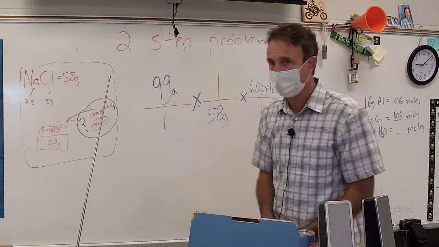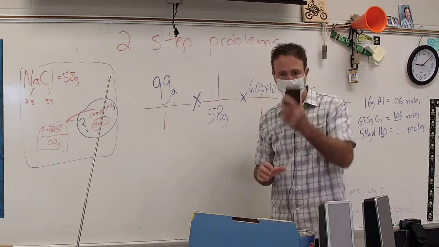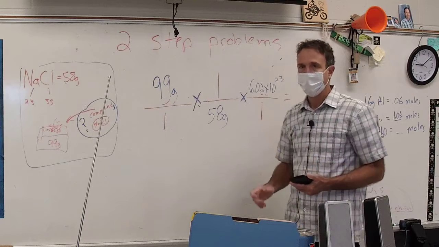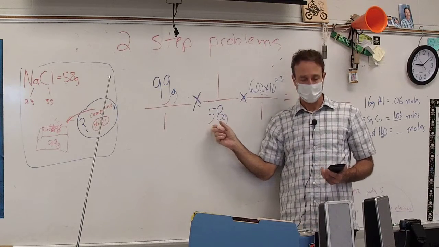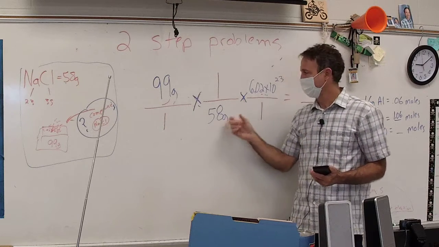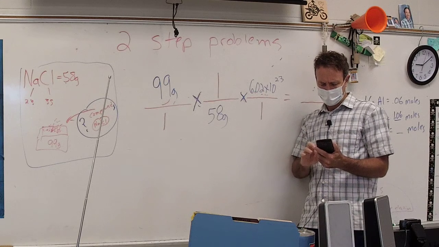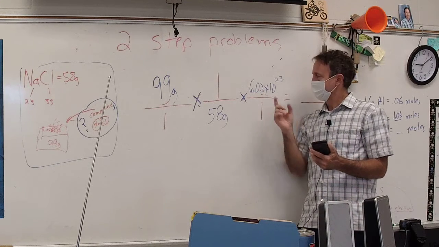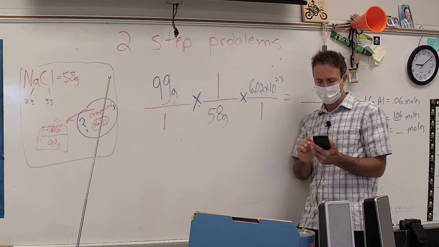But let's do this. I'm going to say 99. Everybody got your calculator? 99. Then obviously, since this number is down here, what am I going to hit? Divided by 58. And now the next number is up here, so I'm going to say times 6.02 EE 23 equals.